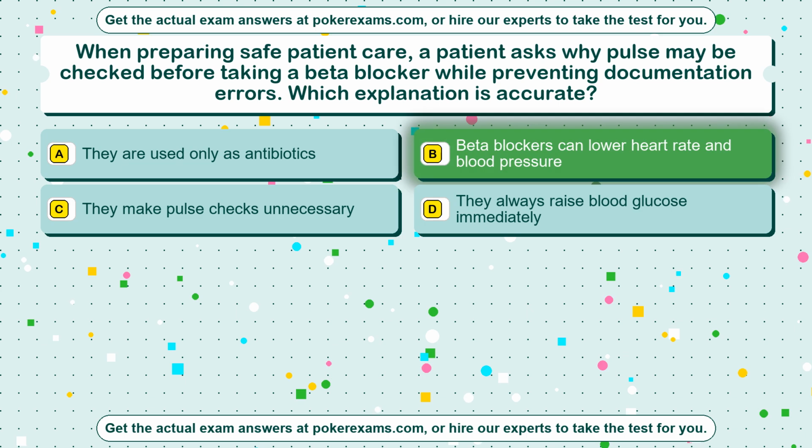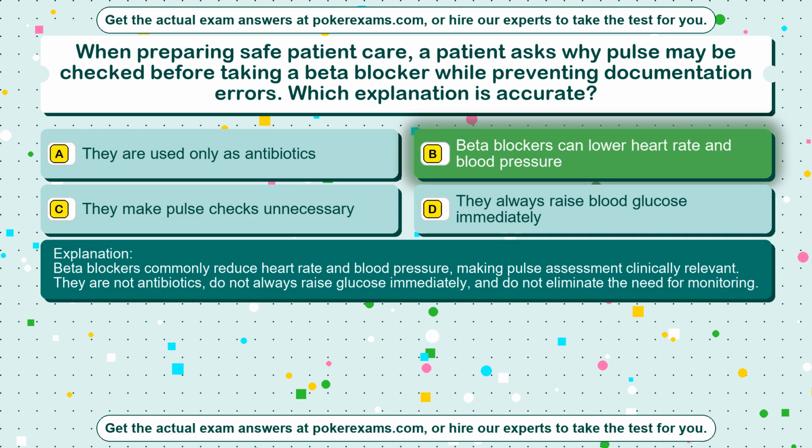The correct answer is option B. Beta blockers can lower heart rate and blood pressure. Beta blockers commonly reduce heart rate and blood pressure, making pulse assessment clinically relevant. They are not antibiotics, do not always raise glucose immediately, and do not eliminate the need for monitoring.